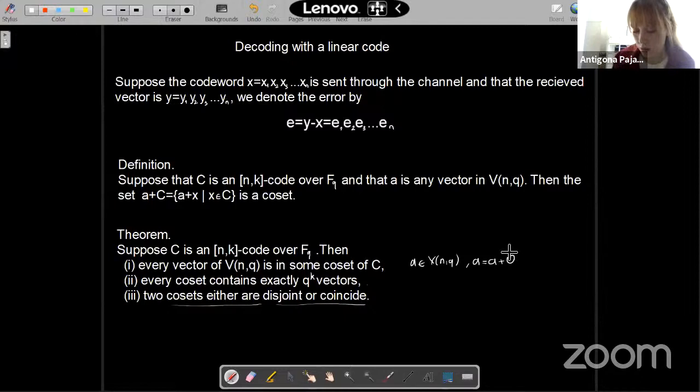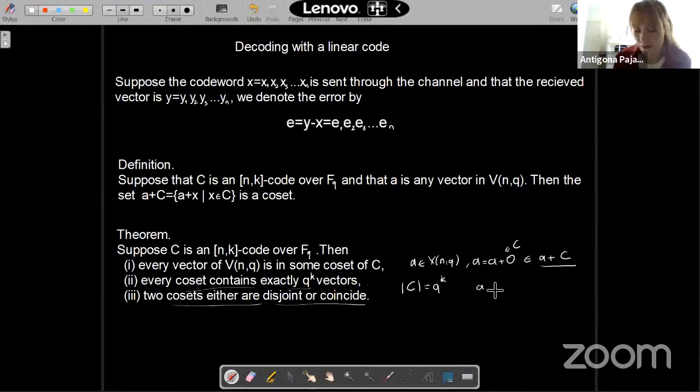And I know that the 0 vector is in the linear code, as I said before. So I know that this will be in this coset. So every vector, I can represent it like this, and it is in some coset of C. Now, every coset contains exactly q to the k vectors. I gave it before that the order of the code is q to the k.